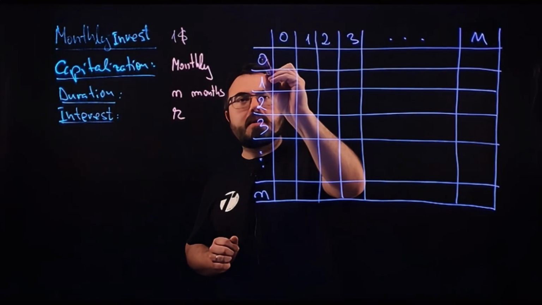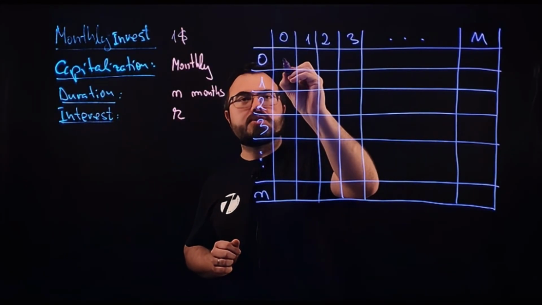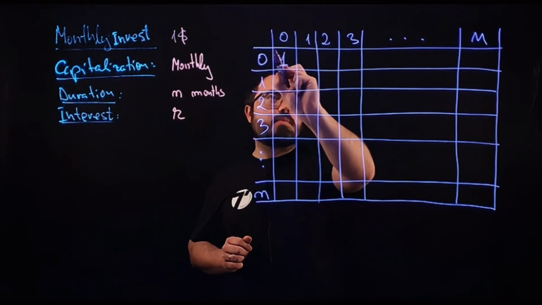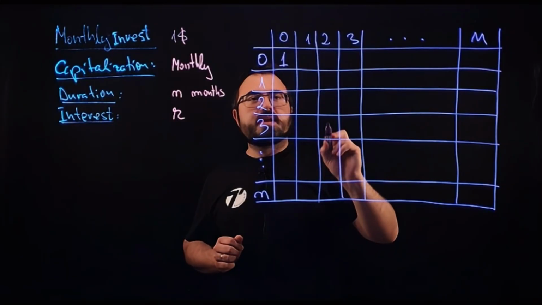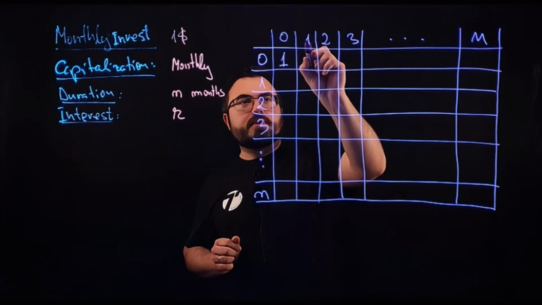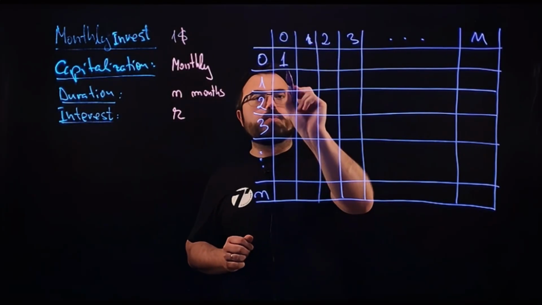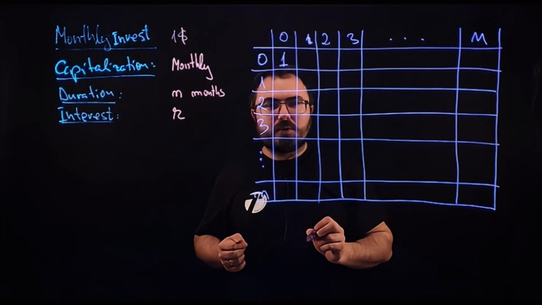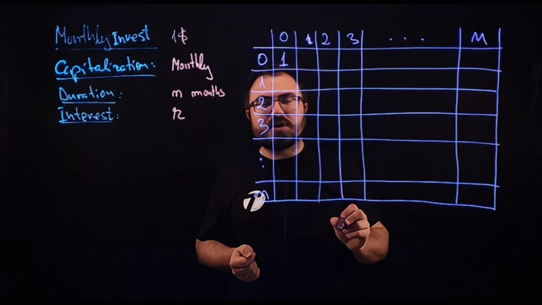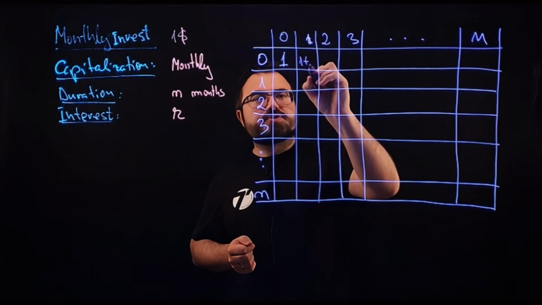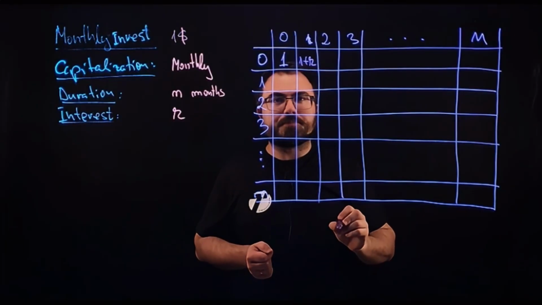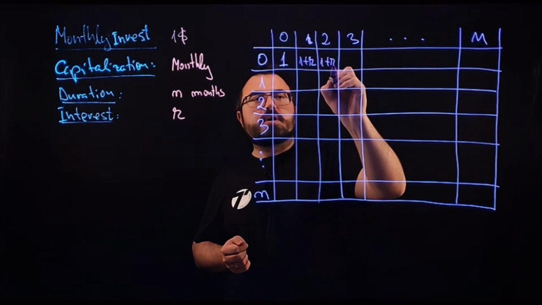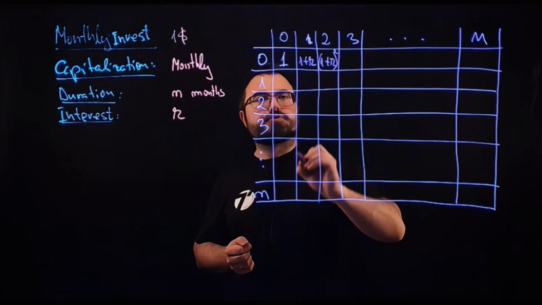We have month number 0. That is the moment when we make our initial investment. That is $1. And as time goes by, what will happen after 1 month, so in month number 1 of investment, with our $1 investment? And according to our previous video, if you haven't seen it, make sure you watch it, we have a 1 plus R amount of money. Then you have the next month here, you have 1 plus R to the power of 2.